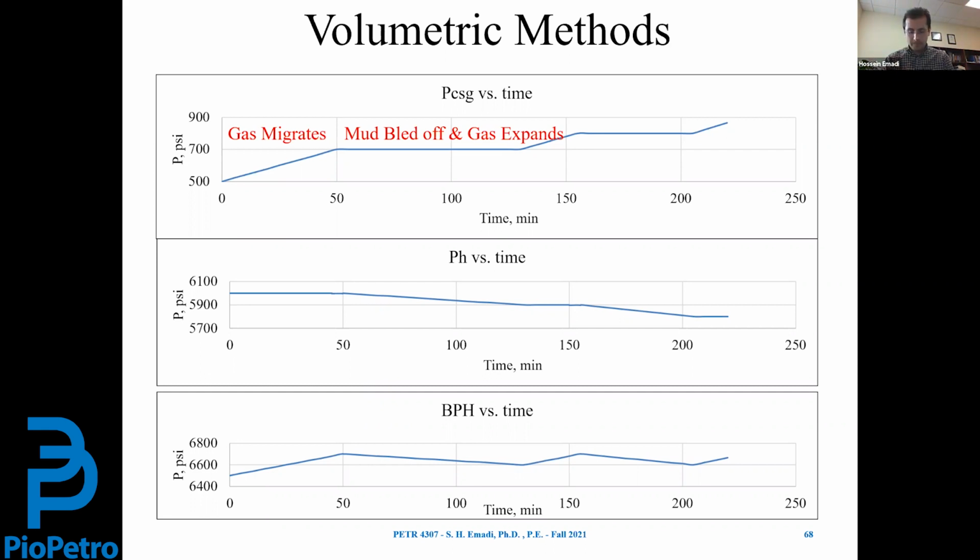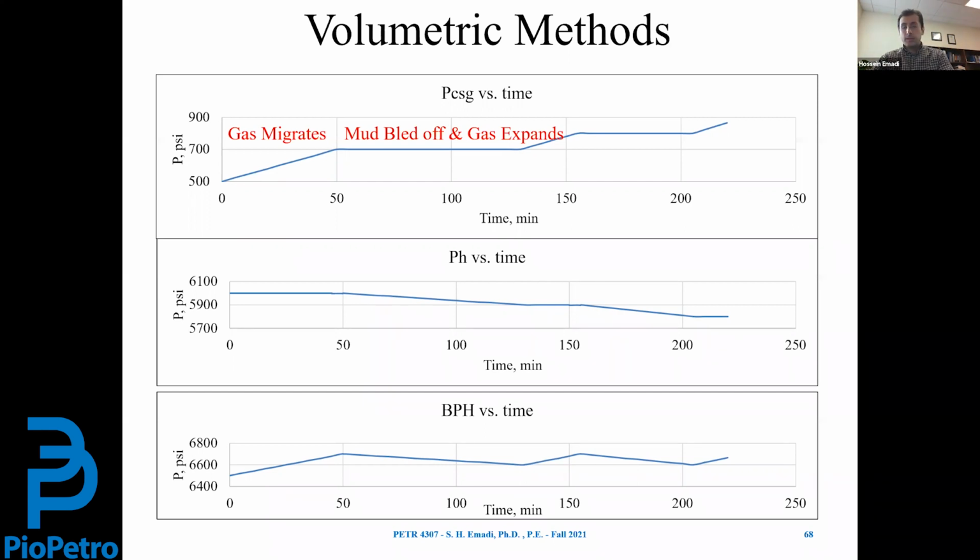So we wait till casing pressure increases by 200 psi, and this increase happens because of gas migration. So basically, gas starts to migrate, and as it goes upward, the casing pressure starts to increase. After 200 psi, now we know that casing pressure increased by 200 psi. Bottom wall pressure increases by 200 psi.